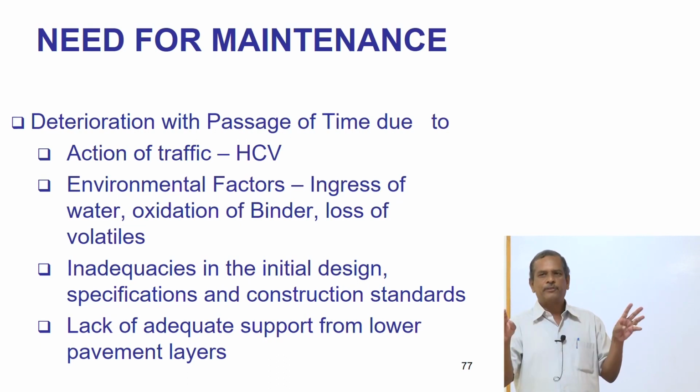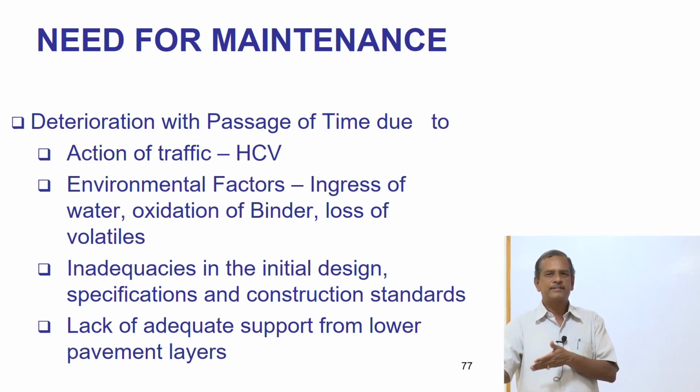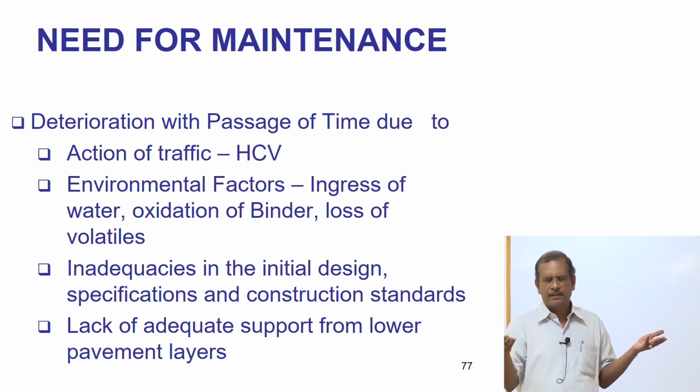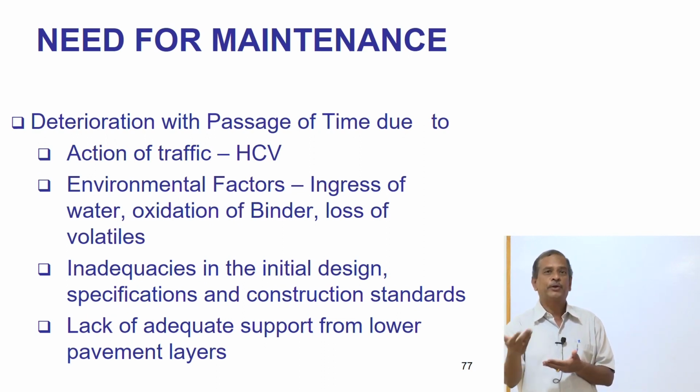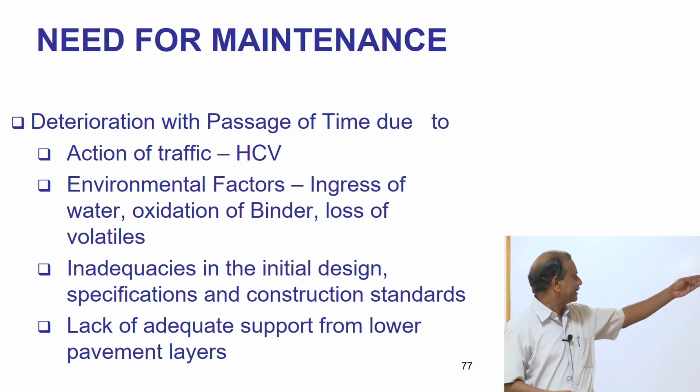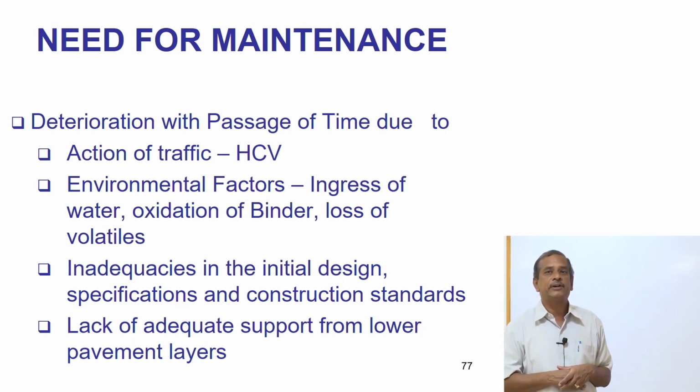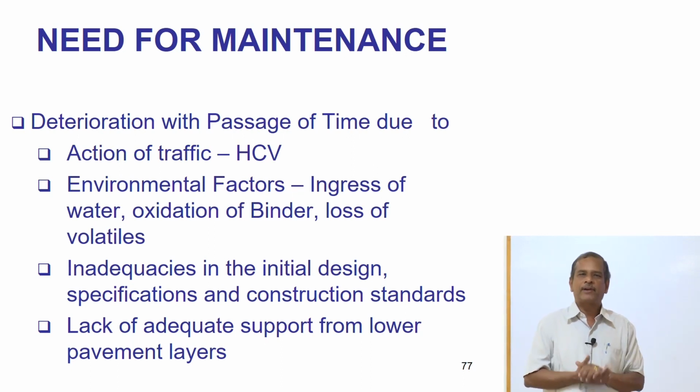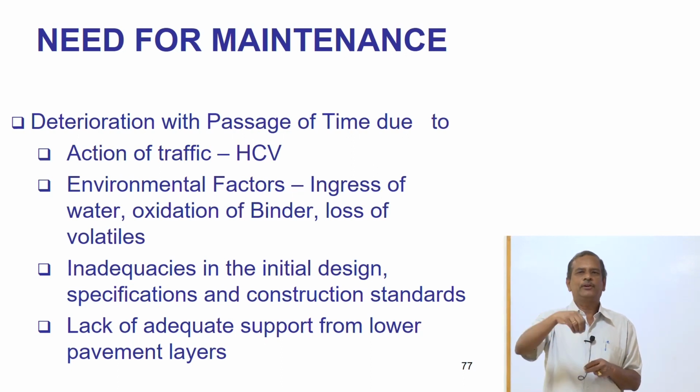When there are different types of vehicles on the highway, cars, two-wheelers, auto rickshaws, trucks, buses, the majority of the distress on a pavement is only from the commercial vehicles. So, more the commercial vehicles, faster the deterioration if it is not accounted in the design. So, one factor is the heavy commercial vehicle which causes the deterioration of the pavement. Second is environmental factors. Water will get into the layers.